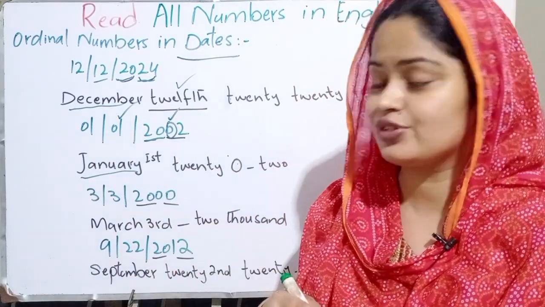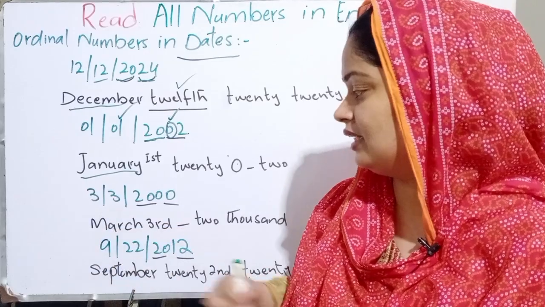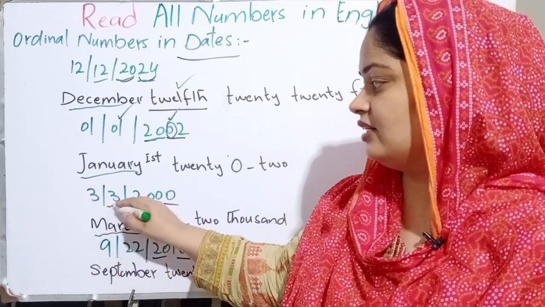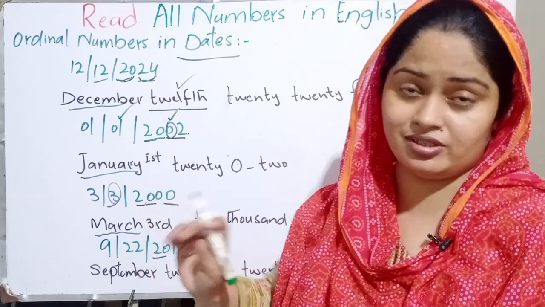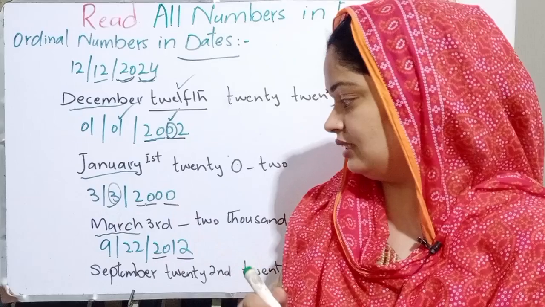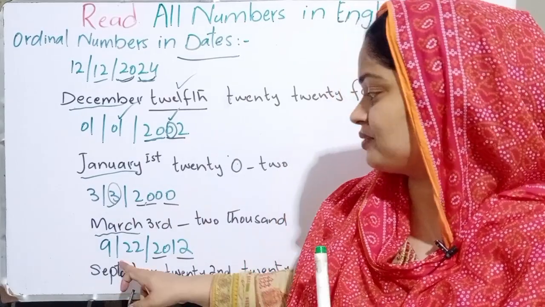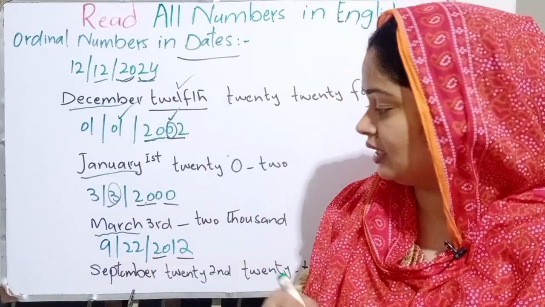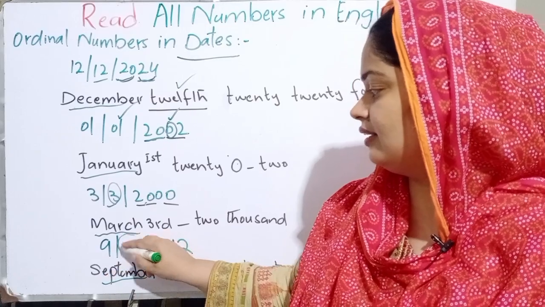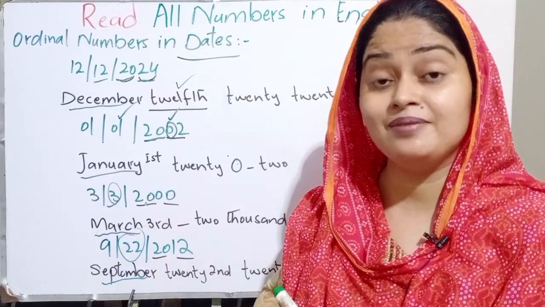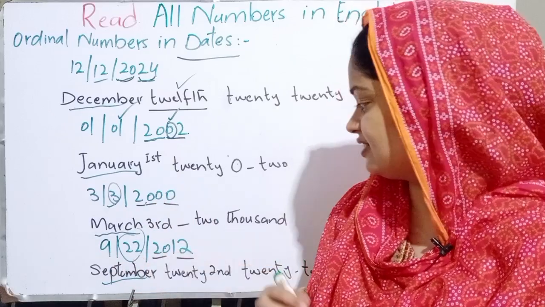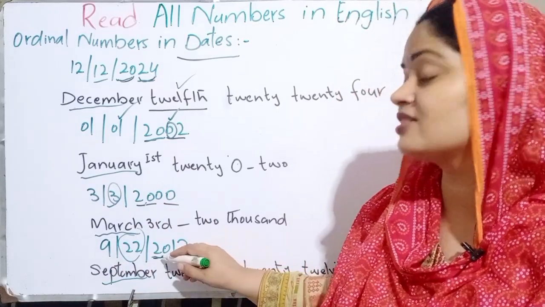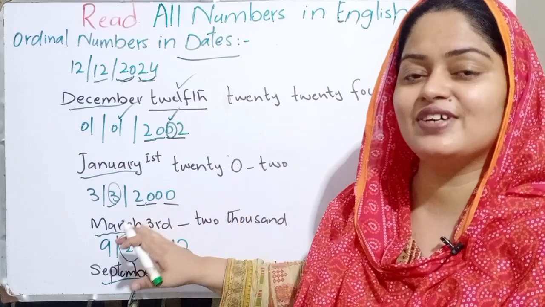Next, how would you say this? First the month is March, the date is 3rd. Next, 2000. The last attempt: how would you say this? First the month, September, then the date, 22nd. Separate the year into two parts, twenty twelve.